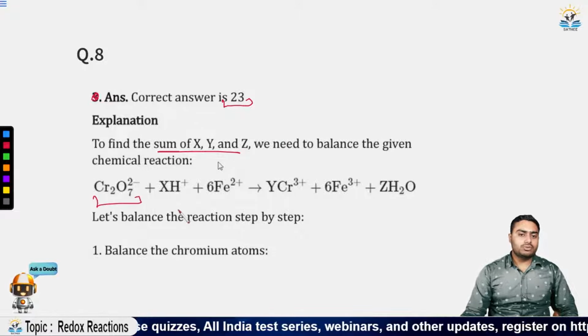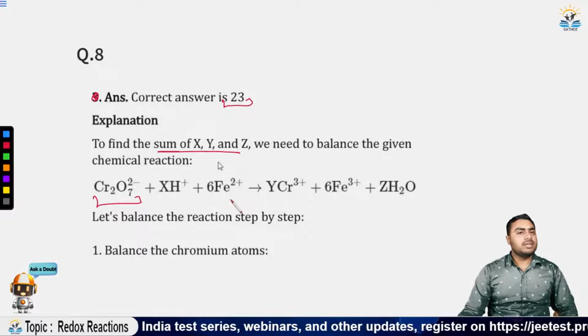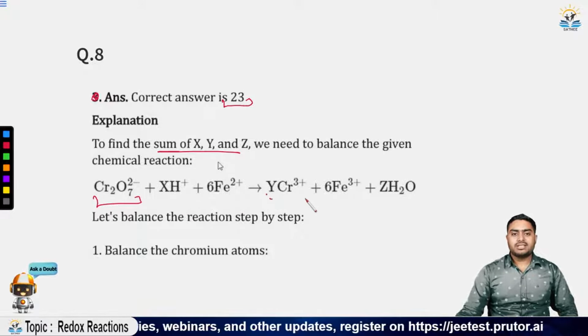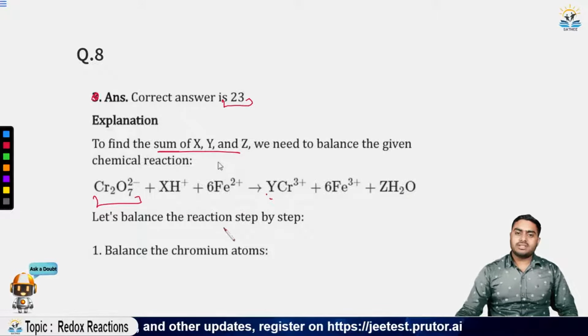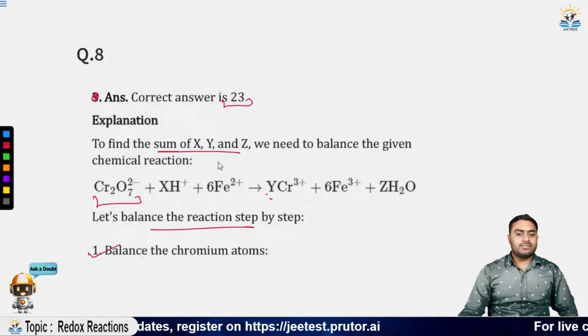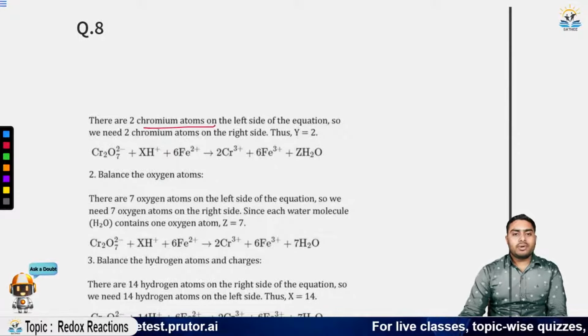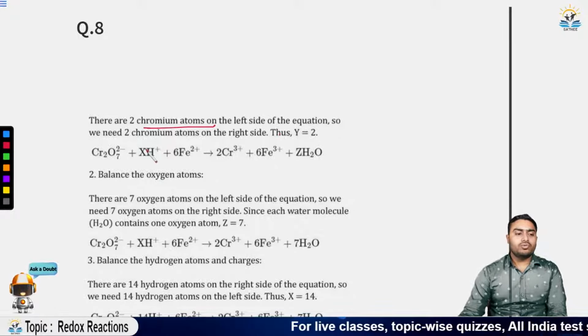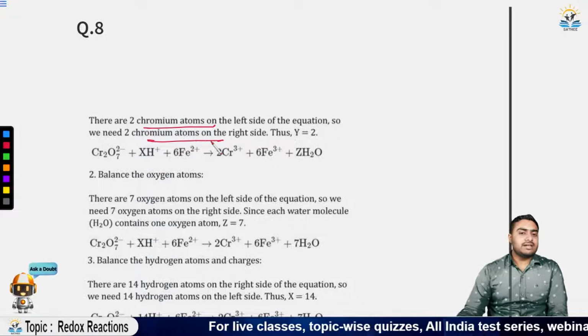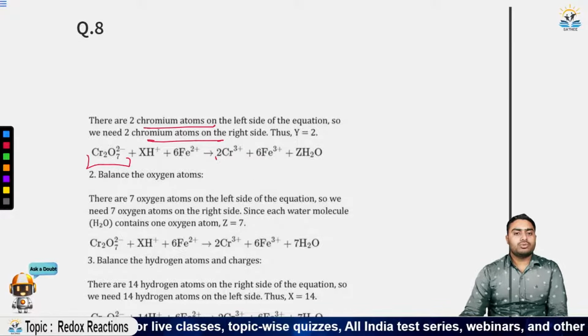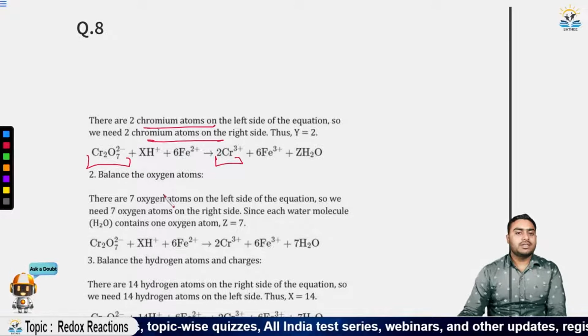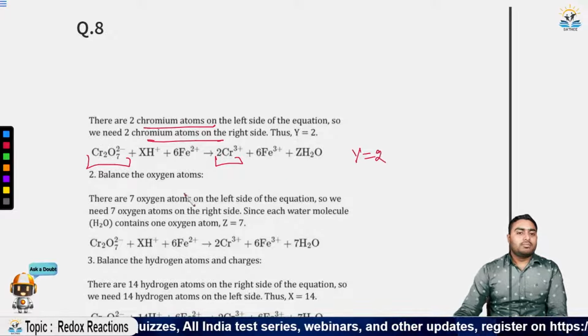So Cr2O7 2- plus xH+ plus 6Fe2+ gives yCr3+ plus 6Fe3+ plus zH2O. Let's balance the reaction step by step. Balance the chromium atoms first of all. You can see there are 2 chromium atoms on the left side of the equation, so we need 2 chromium atoms on the right side. Thus y will be 2. You can see Cr2 and 2 Cr. Now the chromium is balanced. So y value is what? 2. Balance the oxygen atoms.